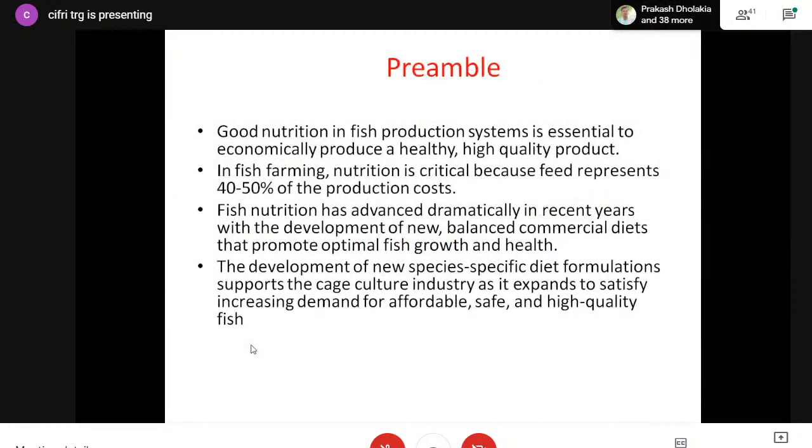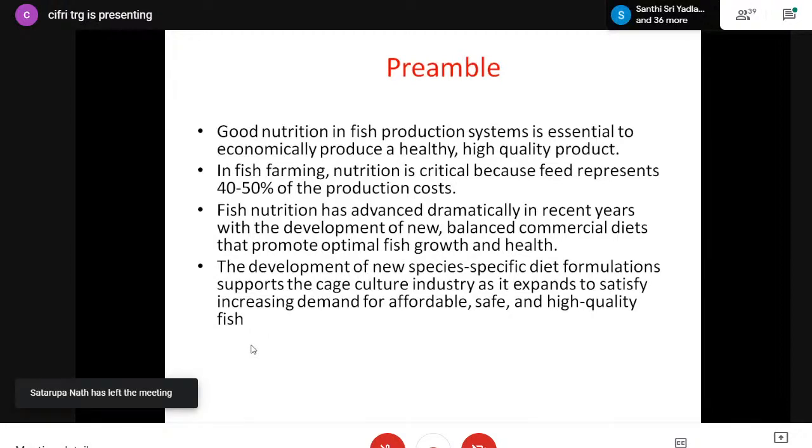Though last 2 or 3 days we have been listening about environment, about pathogens, about diseases and their management. Today this topic is a little different from the last 2 or 3 days' deliberation. I'll be talking on feed and its management, how feed is affecting both the growth and environmental conditions.